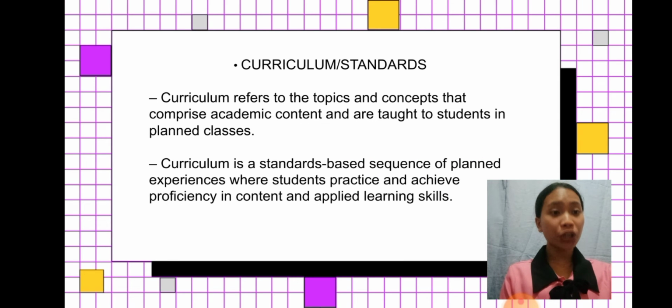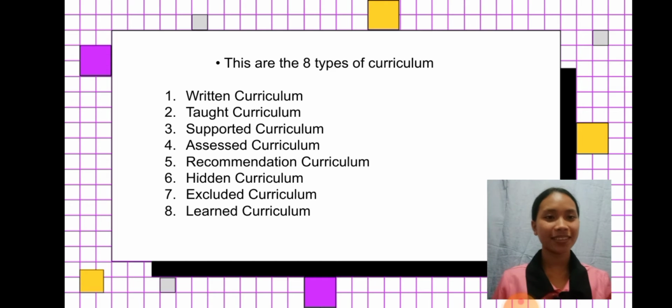Curriculum or the standard is a type of guide that a teacher uses to give or produce information to us learners. These are the 8 types of curriculum. Number 1, written curriculum. The written curriculum is the physical materials that a teacher uses to give information or knowledge to a student. Number 2, taught curriculum. The taught curriculum is how teachers give learning or teach their children about the topic.